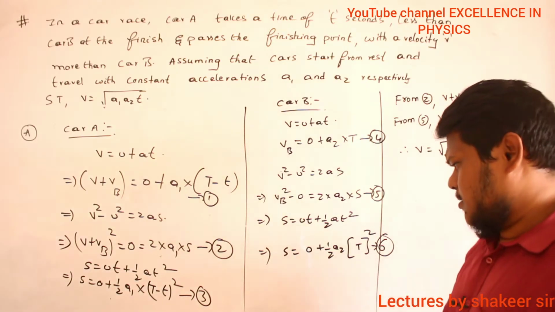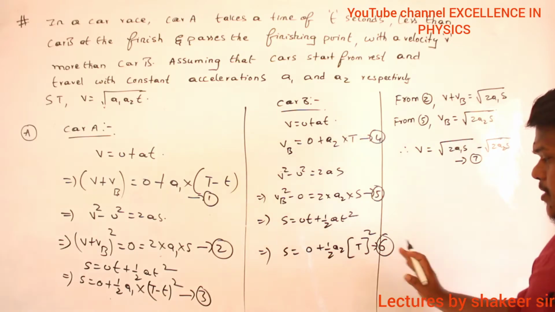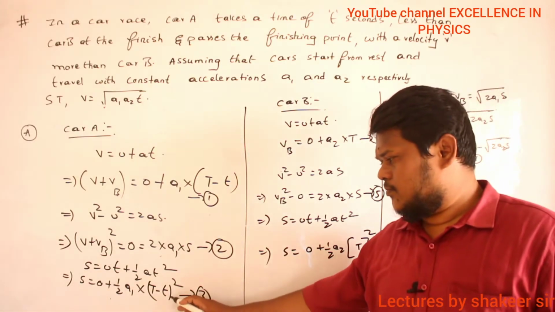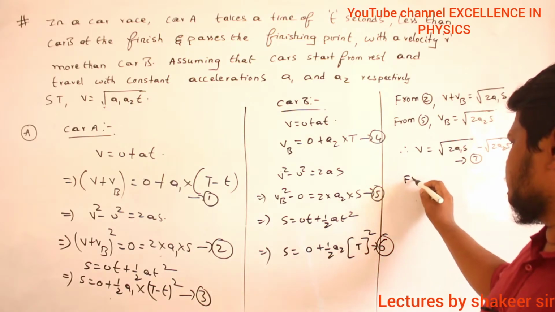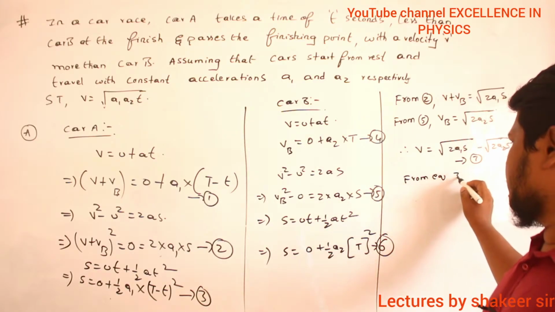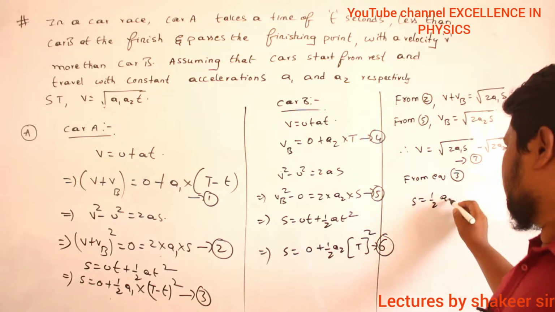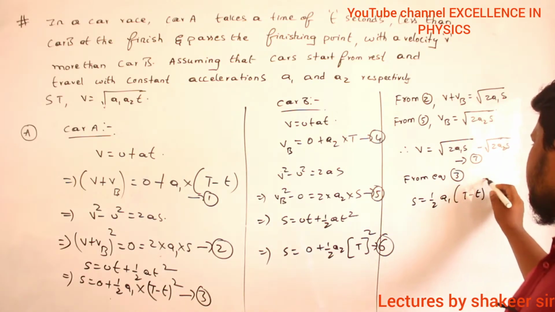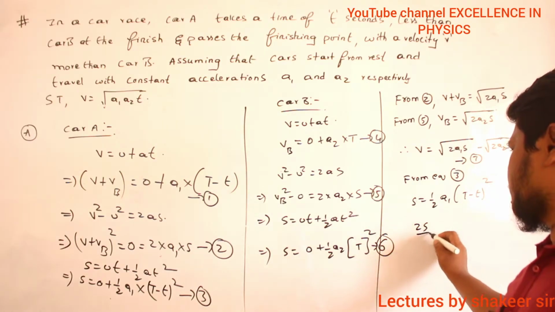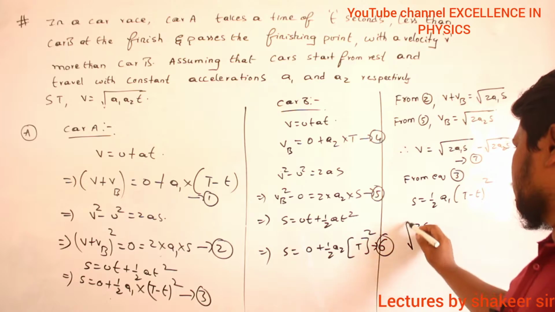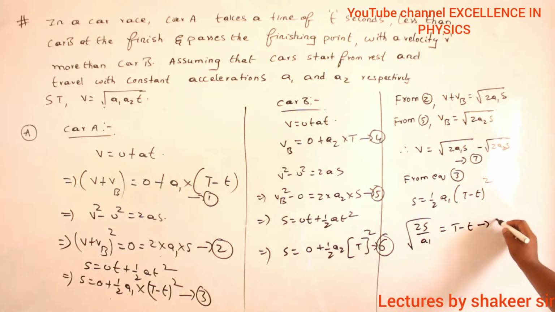Then I will select equation number 3 and equation number 6, because in these two equations I have small t. From equation number 3, how can I write: s is equal to half a1 into capital T minus small t whole square. Clear, no? I want small t, so therefore root of 2s divided by a1 is equal to capital T minus small t. Okay, let it be my equation number 8.